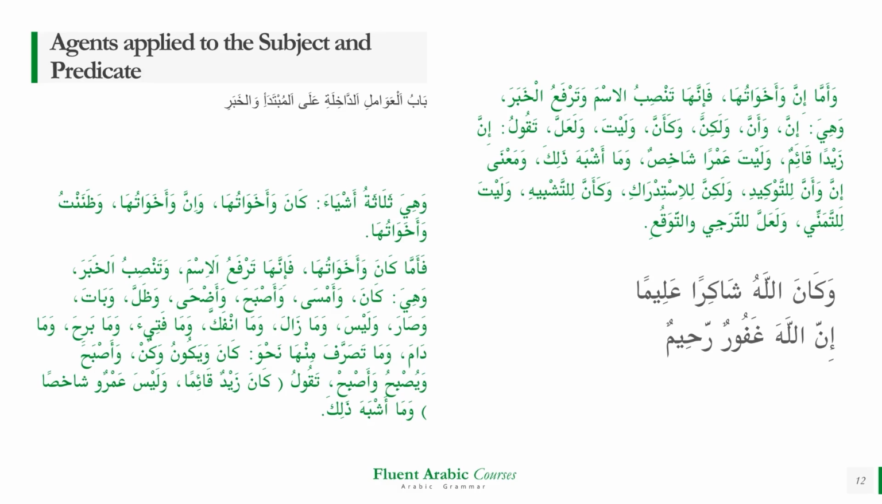Ibn Ajrum says, وَهِيَ ثَلَاثَةُ أَشْيَاء. These are 3 things. كَانَ وَأَخْوَاتُهَا. Kana and its sisters. That is the first. وَإِنَّ وَأَخْوَاتُهَا. Then comes inna and the sisters. And finally, وَظَنَنْتُ وَأَخْوَاتُهَا. So these 3 things are the agents which have an effect on the mubtada and the khabar. And it will become very clear inshallah when we look at the respective examples.